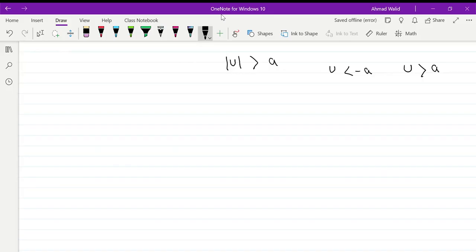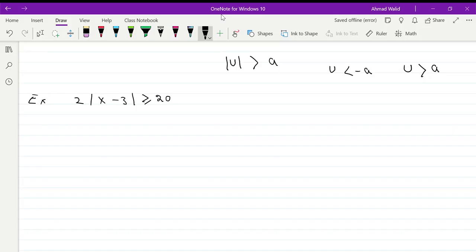Let's see this one. For example, another example, 2 absolute value of x minus 3 greater than, let's say, 19. Or let's say not 19. 19 is not a good number. You will end up with fractions. You will get a lot of trouble. Let's say 20.